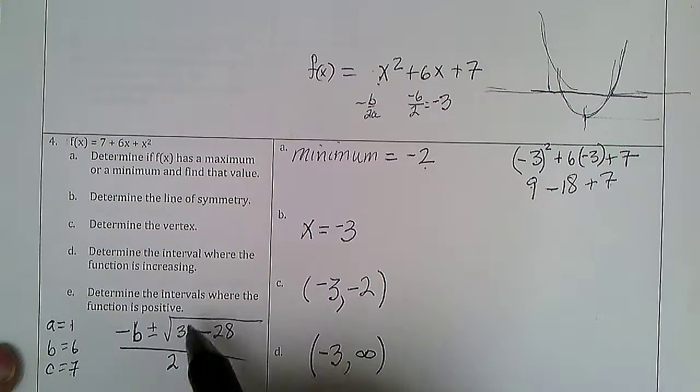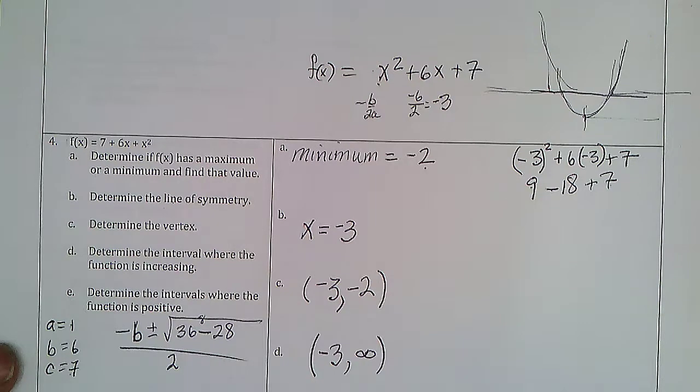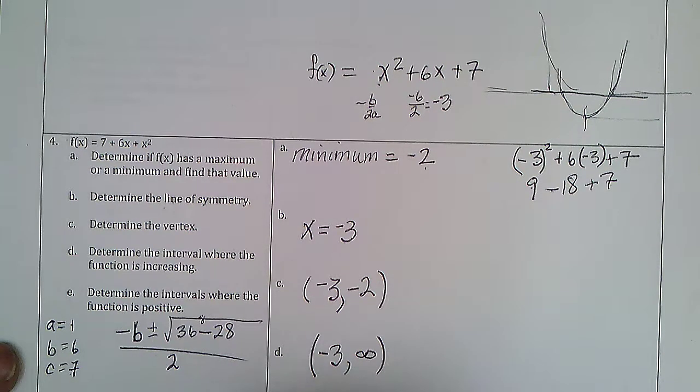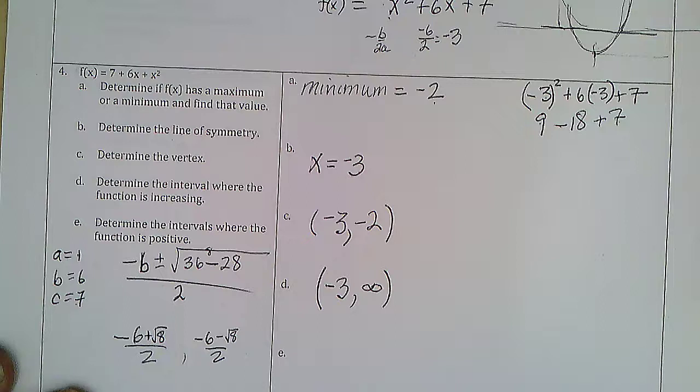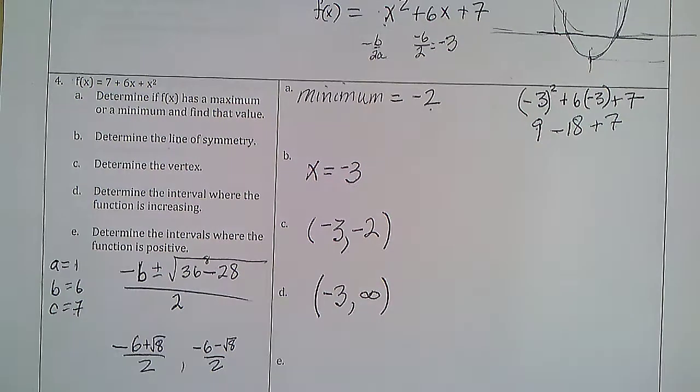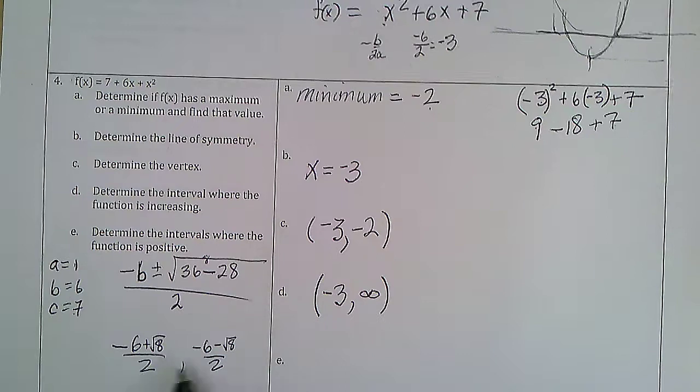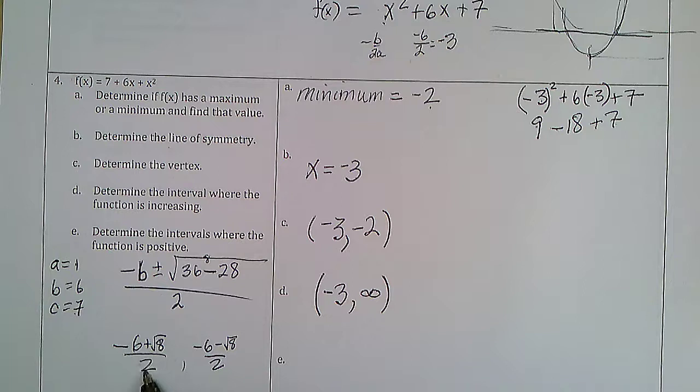36 minus 28 is 8. So I've got minus 6 plus the square root of 8 over 2, and minus 6 minus the square root of 8 over 2. Now I could actually simplify those, but I really don't need to. I just need to know which one is the smaller one. So that's a minus 6 plus a little bit, minus 3 plus a little bit. This one's minus 3 minus a little bit. 6 over 2, which is 3. So this one's got to be the smaller one.